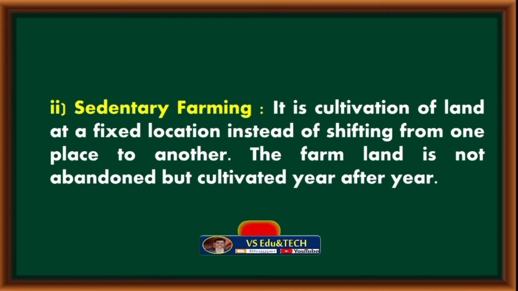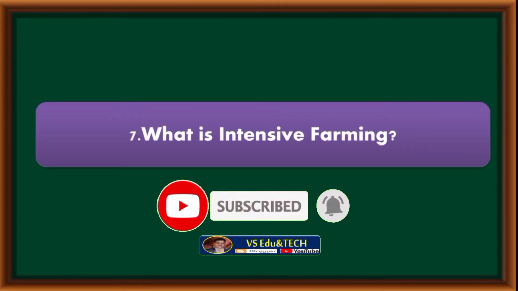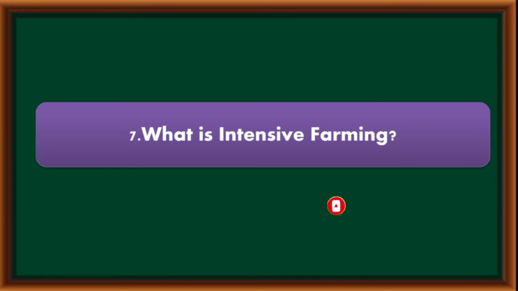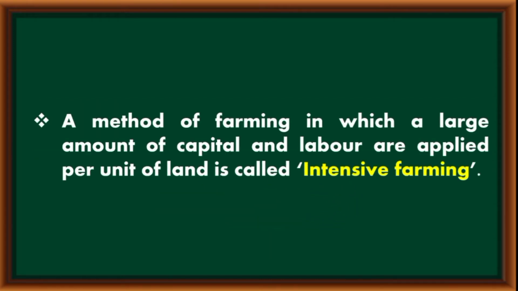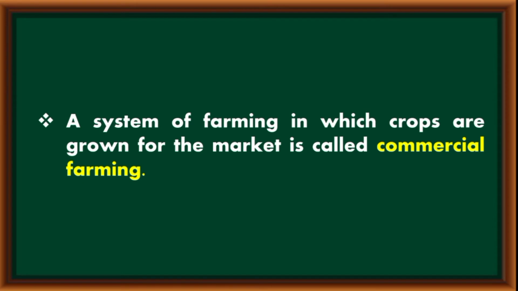Let's move to question number 7. What is intensive farming? Answer is a method of farming in which a large amount of capital and labor are applied per unit of land is called intensive farming. Question number 8. What is commercial farming? Answer is a system of farming in which crops are grown for the market is called commercial farming.